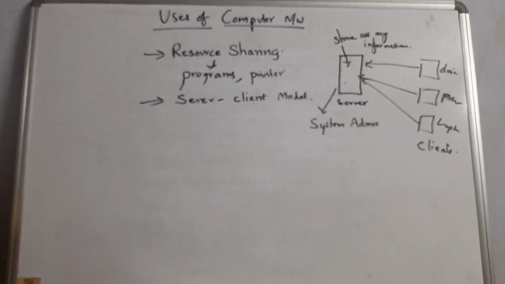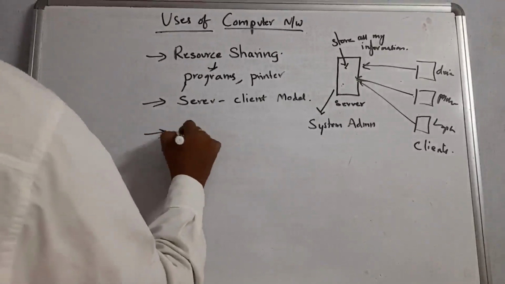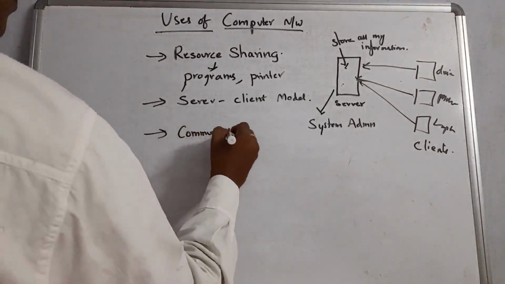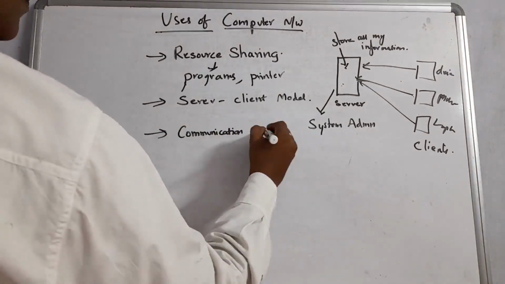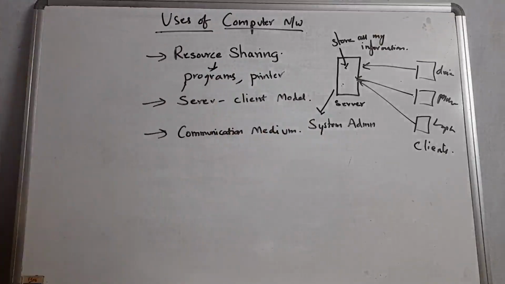And next one is communication media. What do you mean by communication media? It behaves as a communication medium among the users. For example, if a company contains more than one computer, it has an email system which the employees use for daily communication.